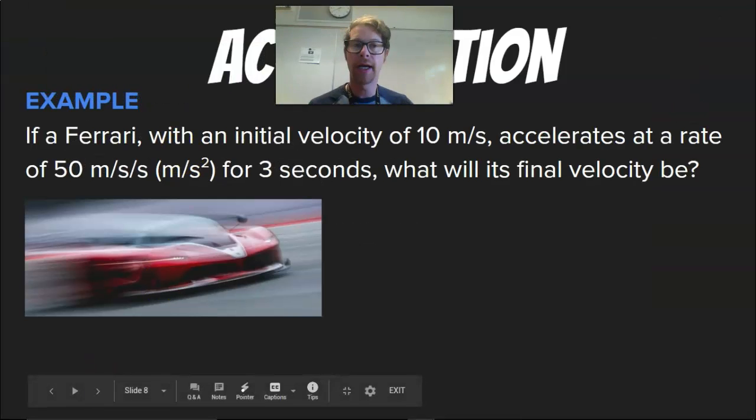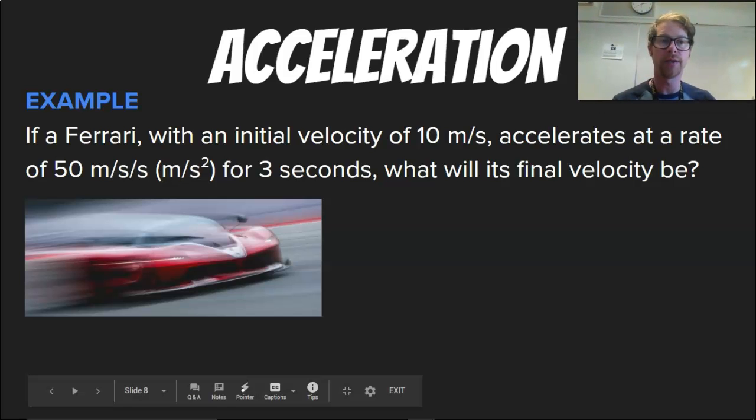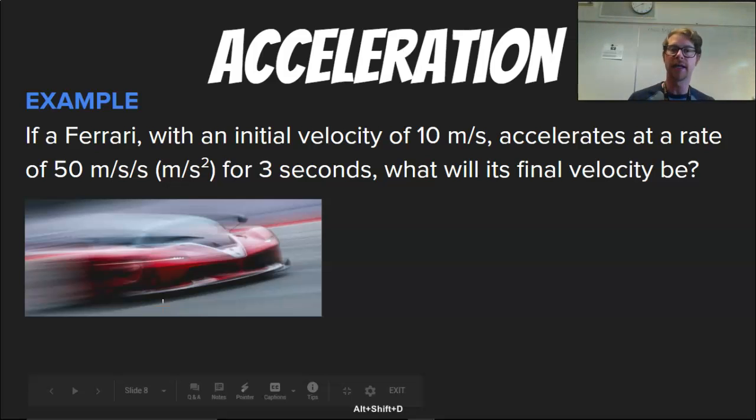Okay, here's an example of how we can do some calculations with this stuff. So I got a Ferrari, of course, obviously, and it has initial velocity of 10 meters per second, and accelerates at a rate of 50 meters per second squared for 3 seconds. What will its final velocity be? So let's write out our formula. Acceleration is final velocity, so v with an f, minus initial velocity with an i, divided by time.